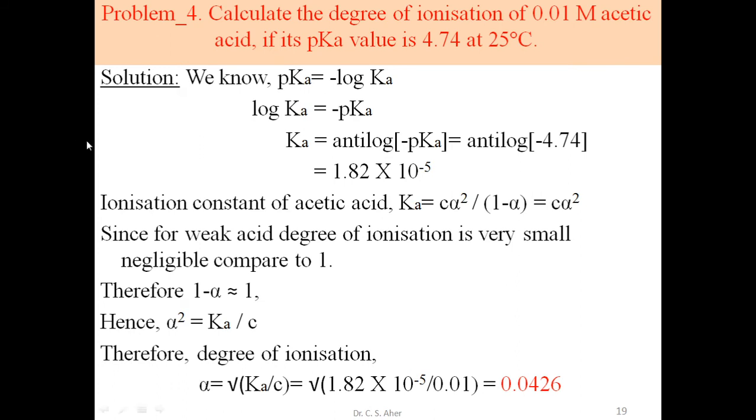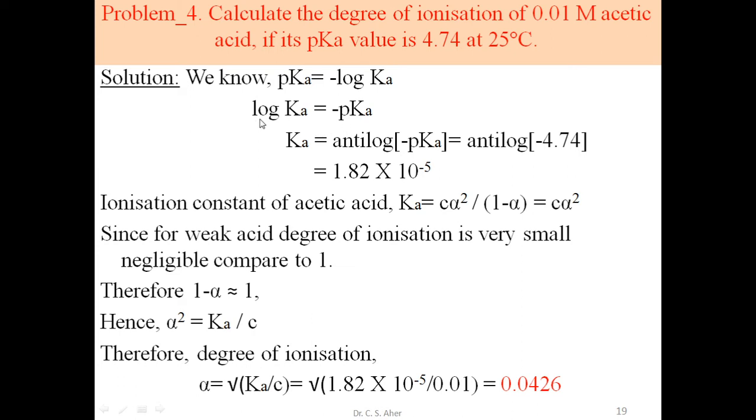So next example: calculate the degree of ionization of 0.01 molar acetic acid if its pK value is 4.74 at 25 degrees. So pK is given, concentration is given, and they want us to calculate the degree of ionization, that is alpha. What is pK? Minus log of Ka. So log of Ka is equal to minus pK.